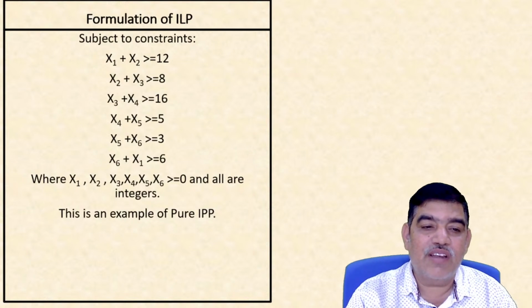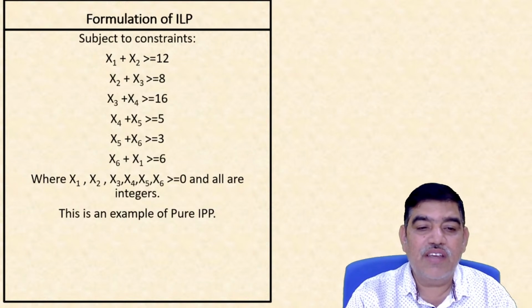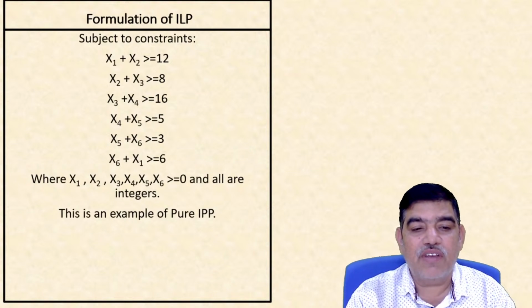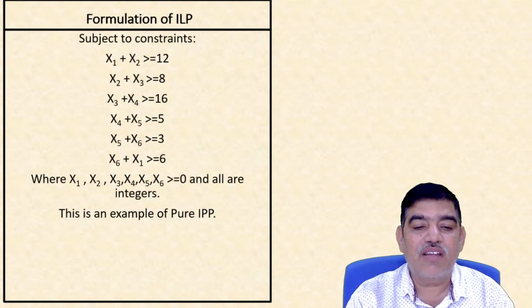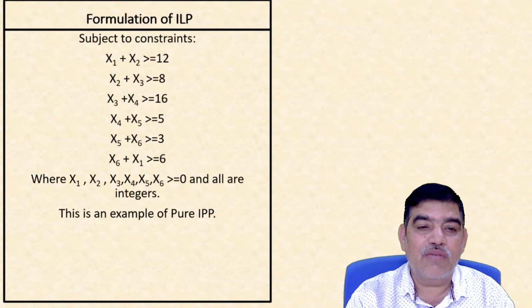where x1, x2, x3, x4, x5, x6 must be positive, that means greater than or equal to 0, and all are integers. So this is an example of pure IPP, meaning all the decision variables must be integers as well as positive. No fractional or real values are entertained.